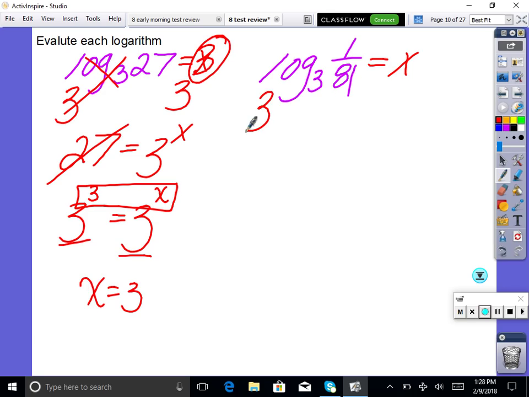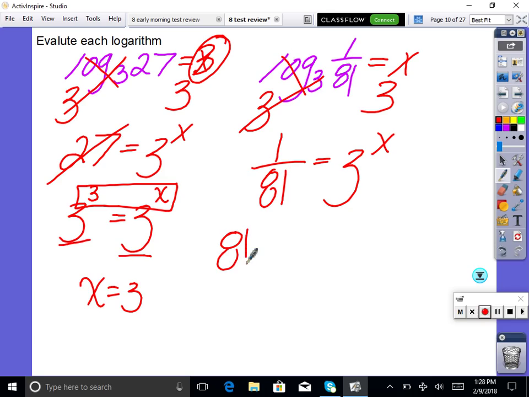So same thing over here. Let's rewrite it as an exponential. So 1 over 81 is equal to 3 to the what power. Now I just pretend like I'm solving this. 81 is equal to 3 to the what power. So you know 3 to the 3rd power is 27. So 3 to the 4th power is 81. If you didn't know that, you would test it out. So we have 3 to the 4th power equals 3 to the x power. Therefore, x must equal 4.